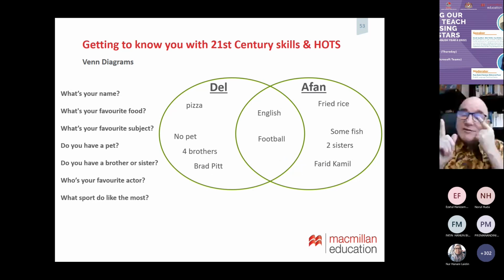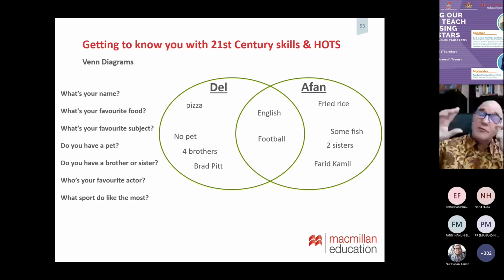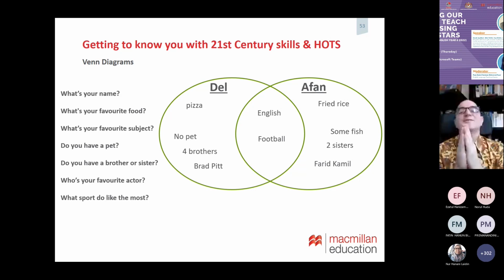Now, at the start of a class with a group of students, this is a really nice way of using 21st century skills and higher order thinking skills, but at the same time getting to know each other. It doesn't take much preparation apart from the questions, and you're using different thinking skills, and you can use it time and time again. They can now change partners and go to somebody else and see if they have the same. They could even make a third circle with a different person.